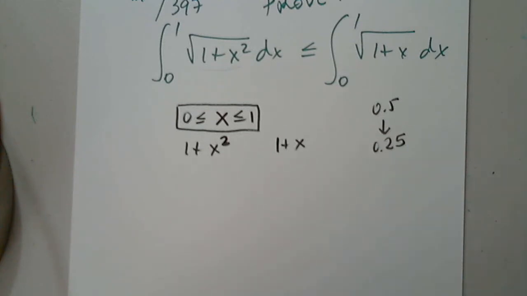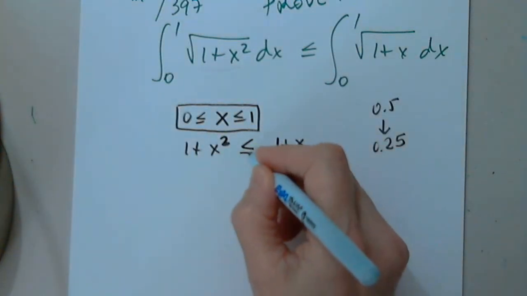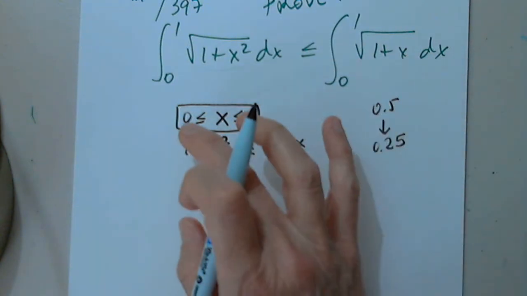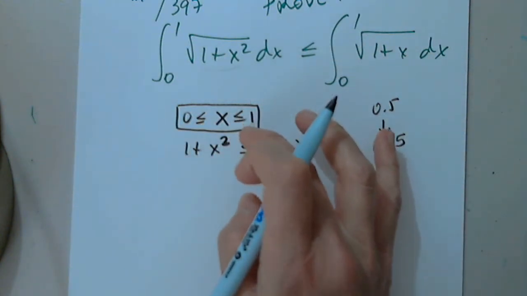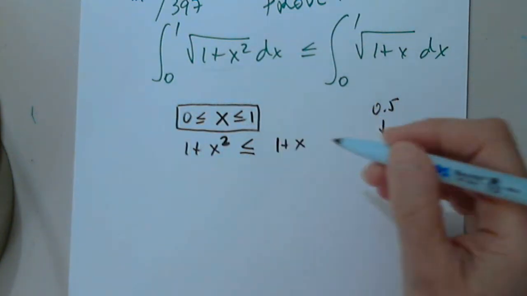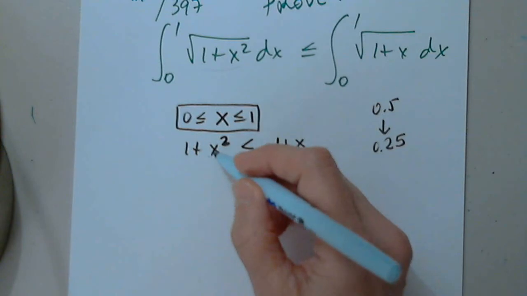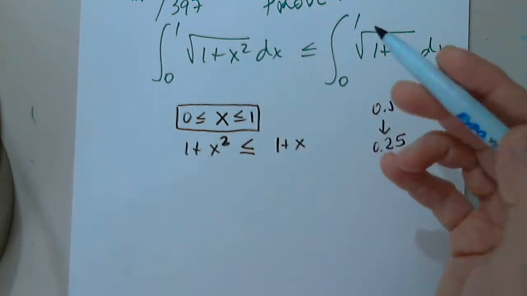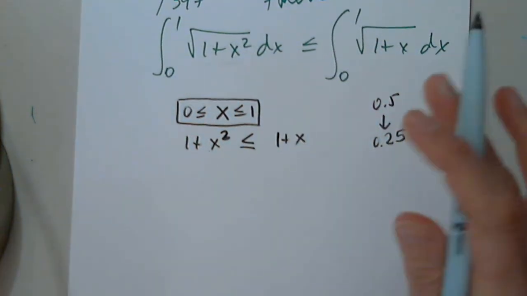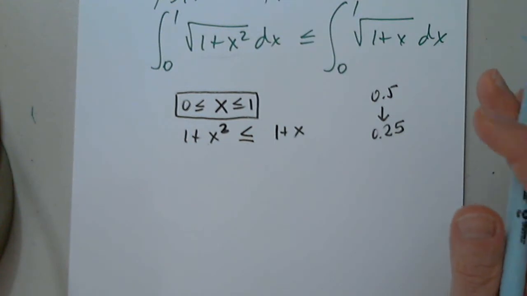X squared? Yes. Again, we are talking about numbers between 0 and 1. So any number between 0 and 1, when you square it, you will get a number smaller than the initial number. So therefore, this quantity is smaller than this. And as Katie said, why don't you graph? There is no need, but yes, you can graph.